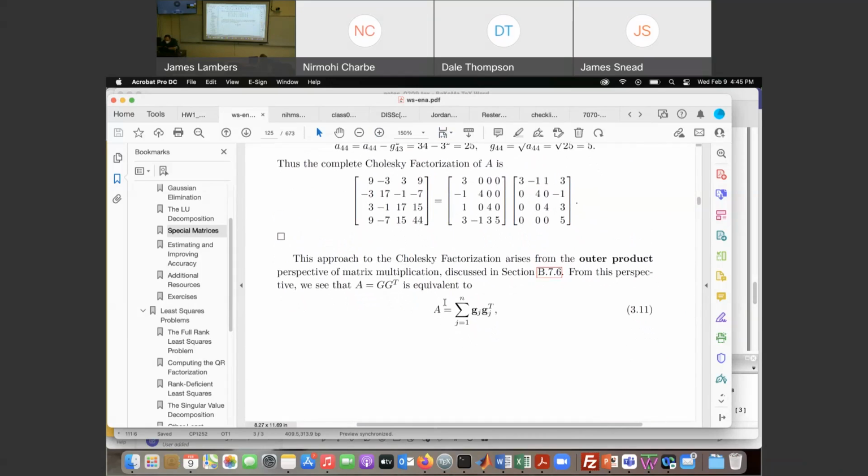But I'm showing another approach. If I let Gj refer to the jth column of the Cholesky factor, I can express A as a sum of what are called outer products, because Gj is a column vector, and when you multiply a column vector times a row vector in that order, this product is a matrix. Whereas if I switched it, if I had Gj transpose Gj, row vector times column vector, that's an inner product, which is just a number.